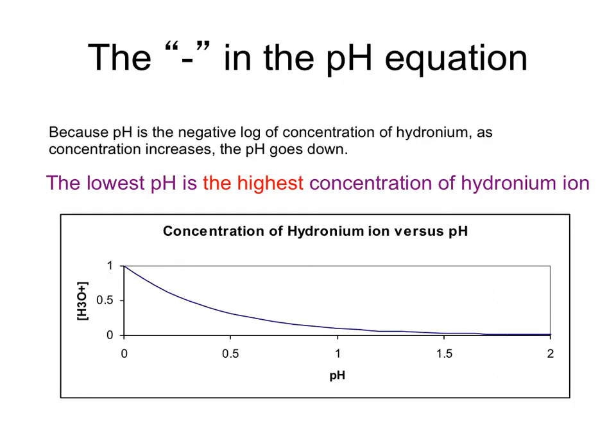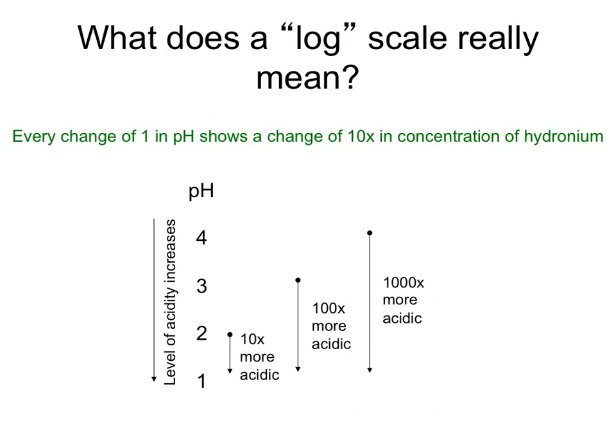Look at the graph below. You will see that there is an inverse relationship between hydronium ion concentration and pH. As the pH value increases, you will see that the hydronium ion concentration decreases. So what does a log scale really mean? Well, every change of 1 in pH shows a change of 10 times, a factor of 10, in concentration of hydronium ions. If we take a look at the chart below, remember that a pH of 1 will have more hydrogen ions than a pH of 4.